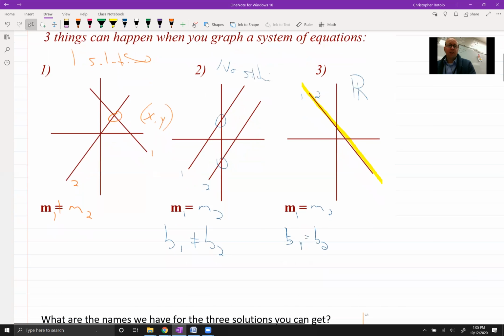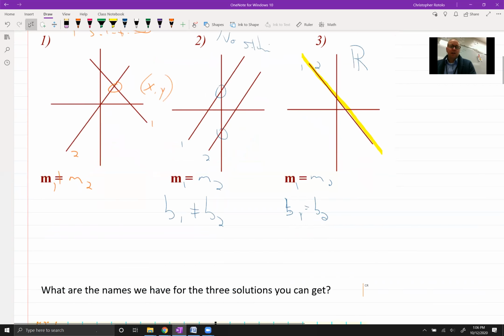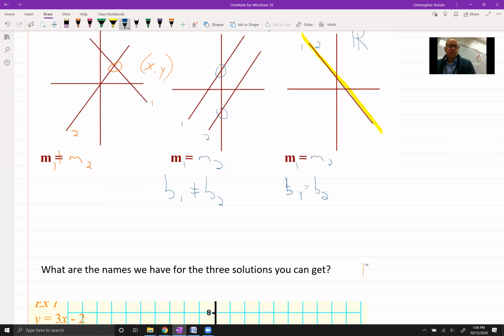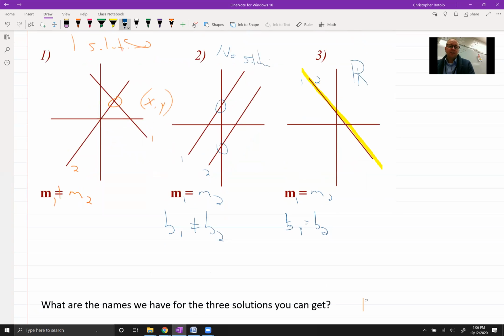Now we have a little bit of vocab that we talked about. So names for the 3 solutions we can get. So we had one solution. If I get a solution, it's called consistent. So that means I had one solution consistent, all real numbers, that is a solution, so it's consistent. Right? If I don't get a solution, it's called inconsistent.